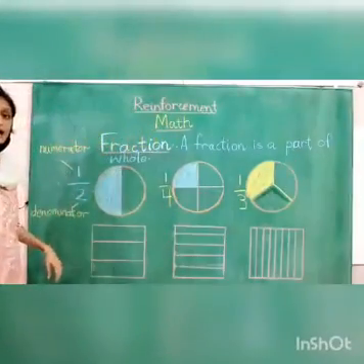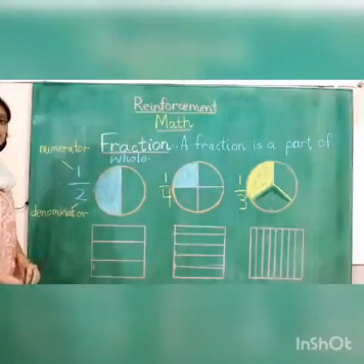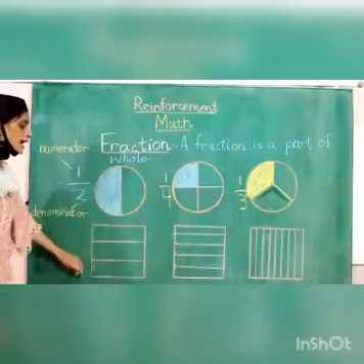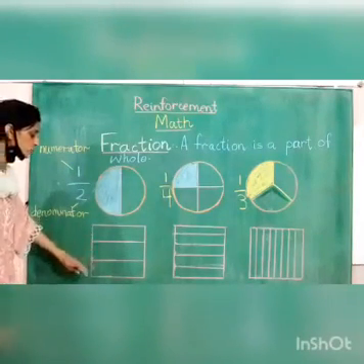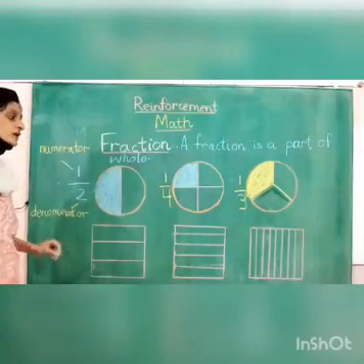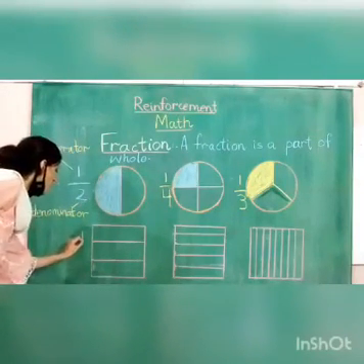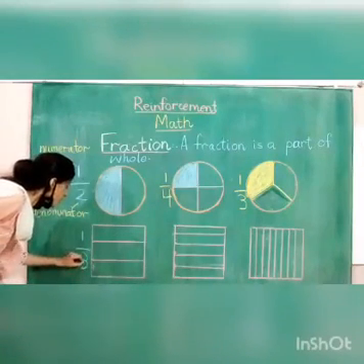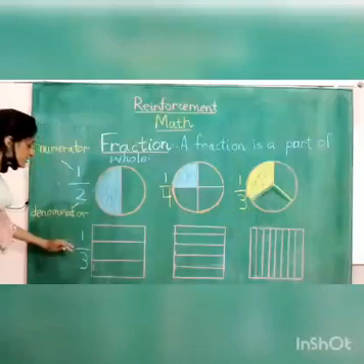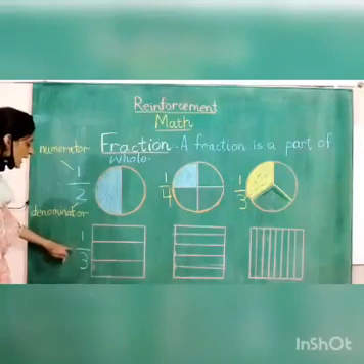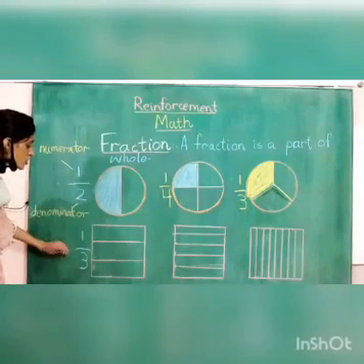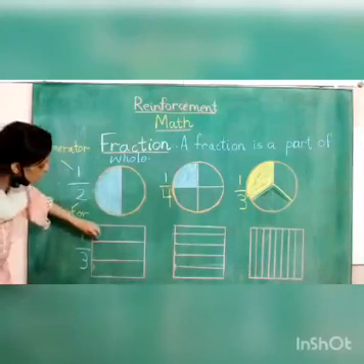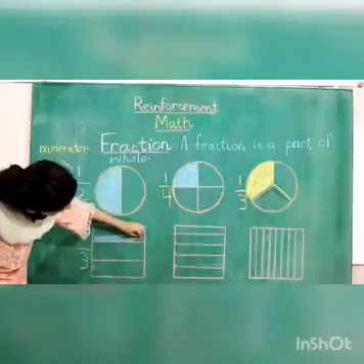So now look at this picture also. Look at this shape, a square. It has three parts. 1, 2, 3. A whole square has three parts. 1/3, 1 out of 3. It is also read as 1 out of 3. What are we going to do? We are going to color 1/3 of this shape, that is a square.